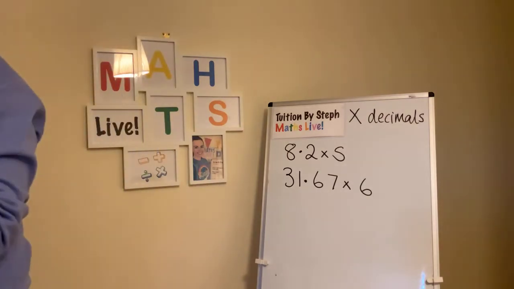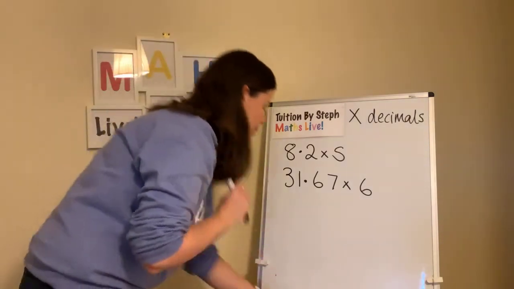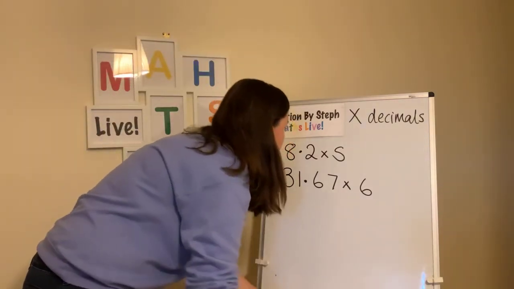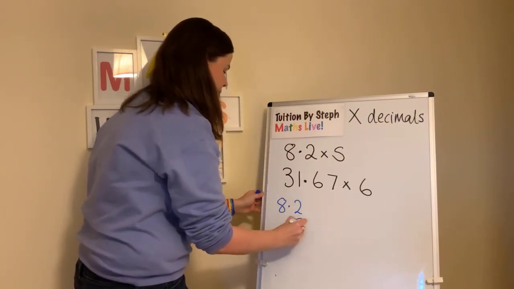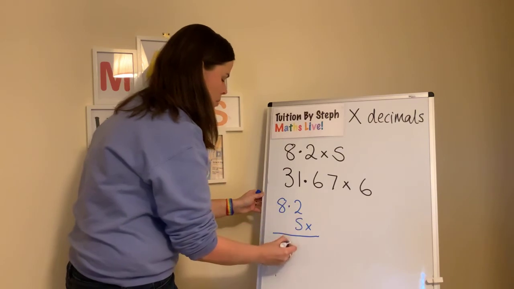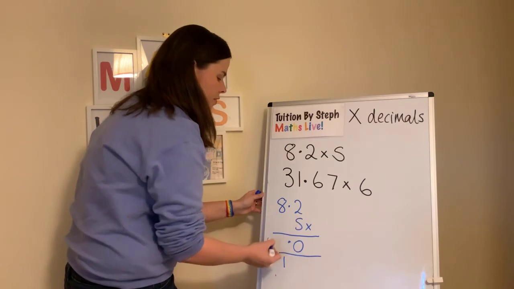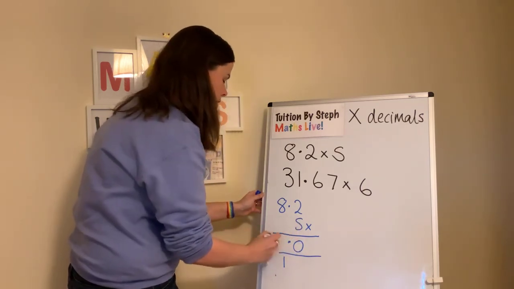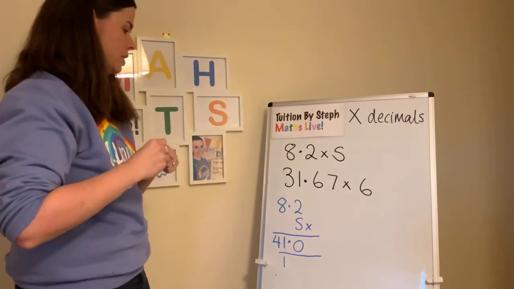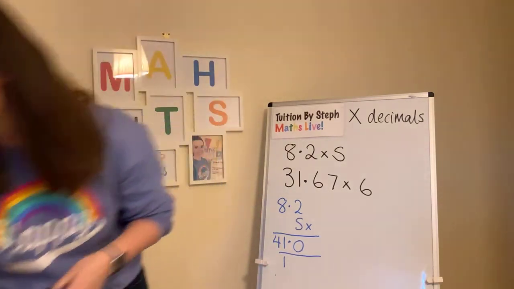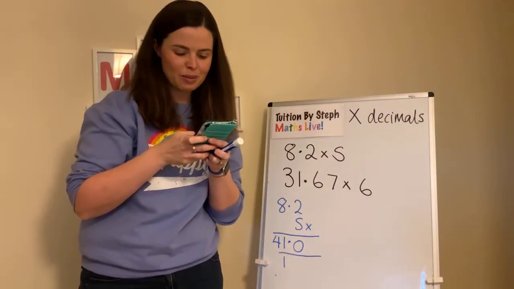Ooh, Heidi's had a go. Got quite a few answers. Let's see. Okay, so I'll start the first one. So put our decimal point in the right place. 2 times 5 is 10. 8 5s are 40. So that should be 41. 2 5s are 10. 8 5s are 40. 41. Let's see. Yay! See? 41. Brilliant.